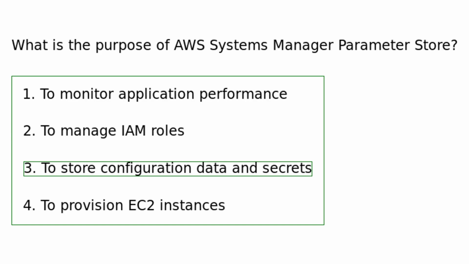AWS Systems Manager Parameter Store is used to store configuration data and secrets securely, allowing for centralized management and access control.